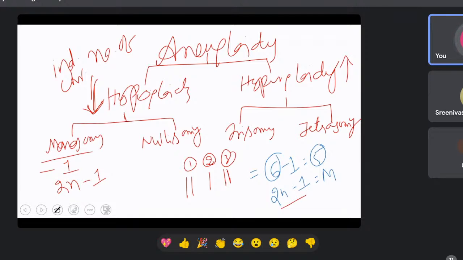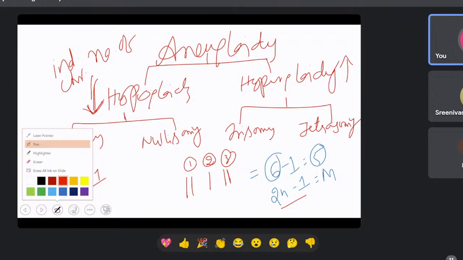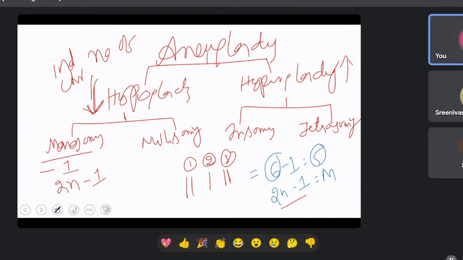Then how we are going to distinguish? It is the first one. In the first one, the monosomy is from third chromosome. So we say monosomy of third chromosome. The formula is same, 2n minus 1. In the second one, the loss is from the second chromosome. Then we call it as monosomy of second chromosome. The formula is same, 2n minus 1. Is it clear? Any doubt?